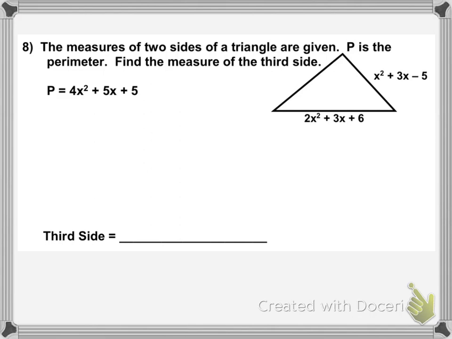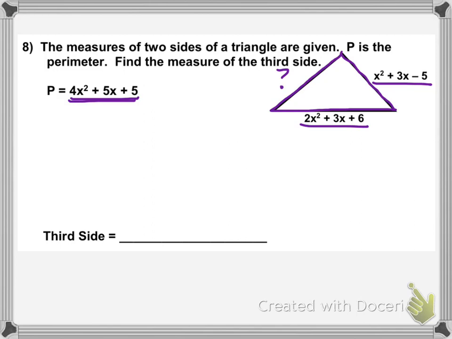So example 8 is an application question. It says the measures of two sides of a triangle are given, and they're given as these crazy looking expressions. P is the perimeter. Find the measure of the third side. So we're trying to figure out how long that side of the triangle is. Now we do have an expression over here for the perimeter. Remember what perimeter means. Perimeter is what you get when you add all of the sides of a shape together. So if I added all three of those, it's going to equal over here where it says P.